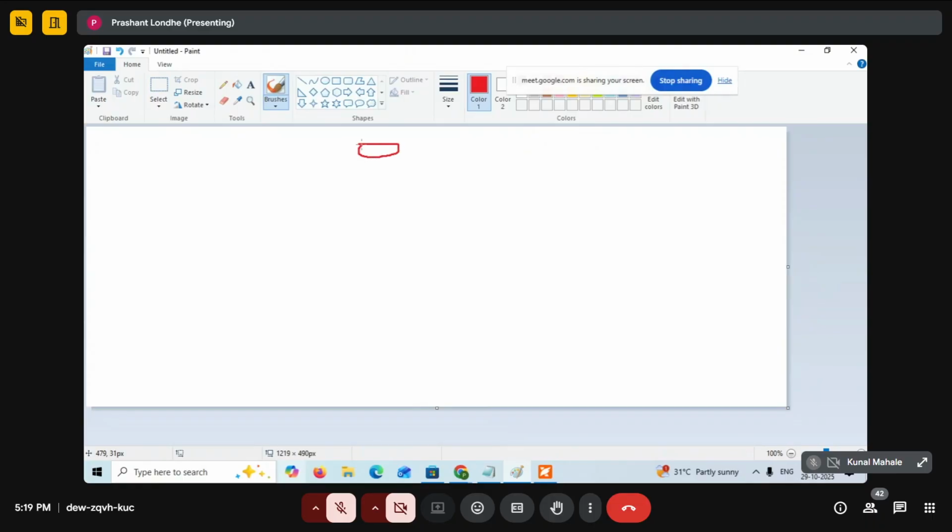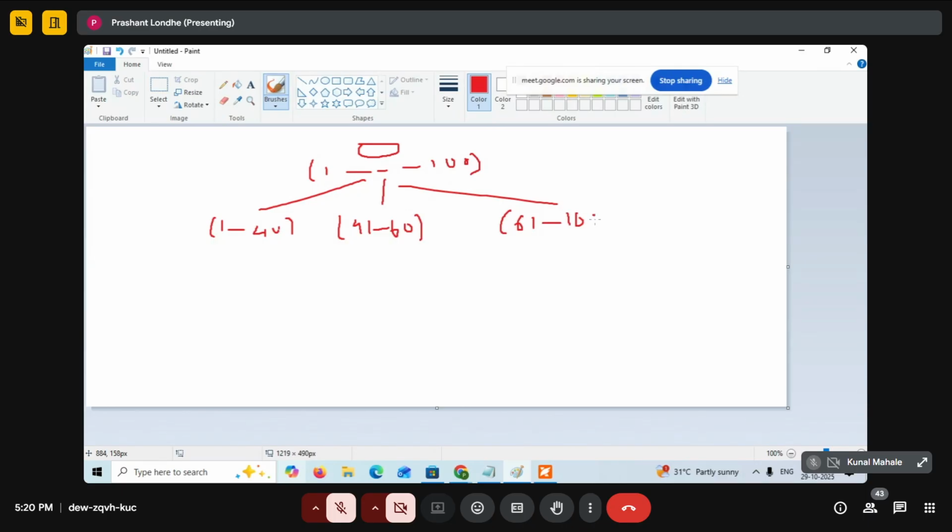Suppose it is having a number from 1 to 100. I feel that I should split this particular RDD so it can be split accordingly. In the first part, I will be having 1 to 40 numbers. In the second part, I will be having 41 to 60 numbers. And in the last part, I will be having 61 to 100 numbers. So this is the second hierarchy. This is the first hierarchy.